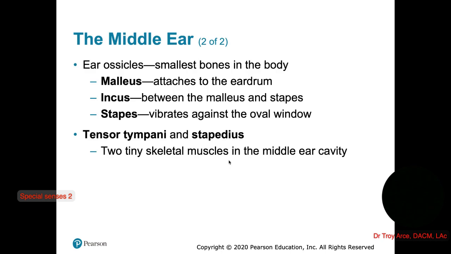So again, the middle ear, as we said, the malleus attaches to the eardrum. These are the smallest bones in the body. Put a check mark next to that. Red star, or whatever you want to do, underline, highlight, and then know how to identify the malleus, the incus, and the stapes. The tensor tympani and the stapedius are two tiny skeletal muscles in the middle ear cavity.